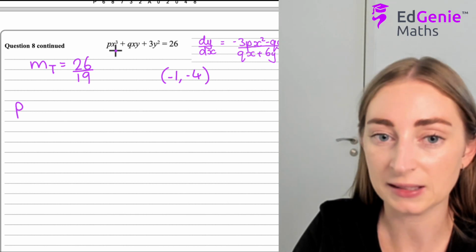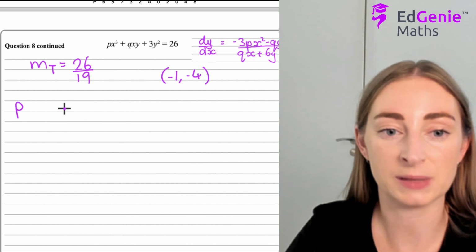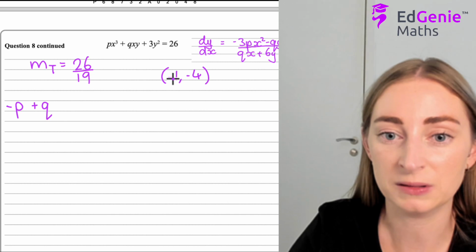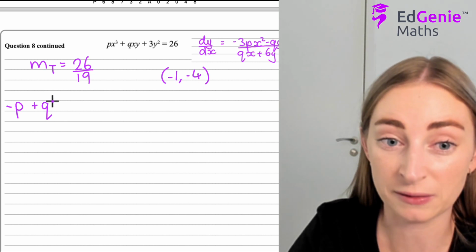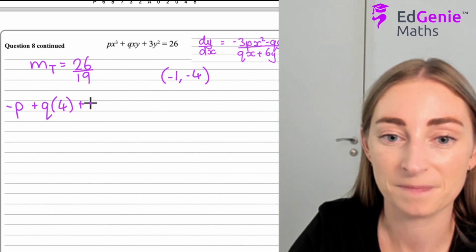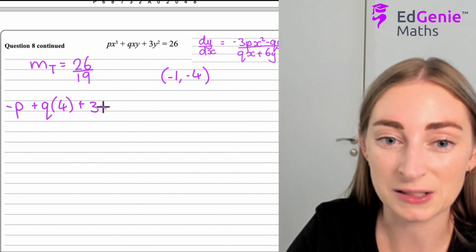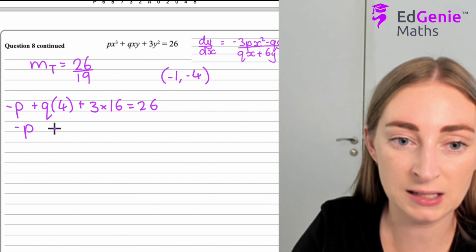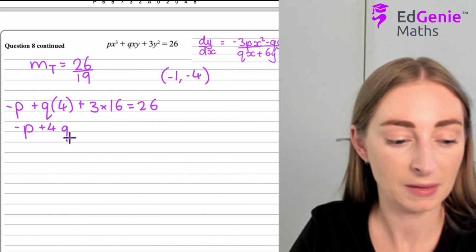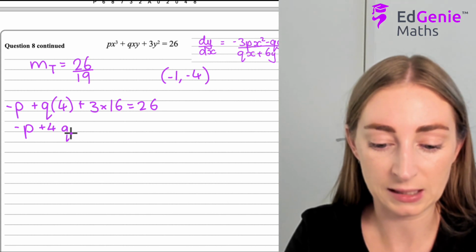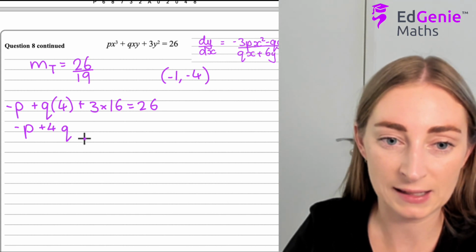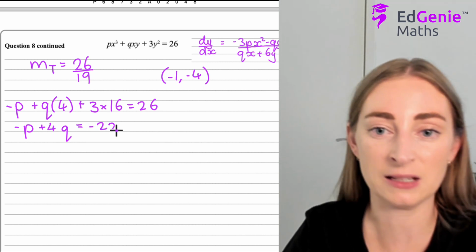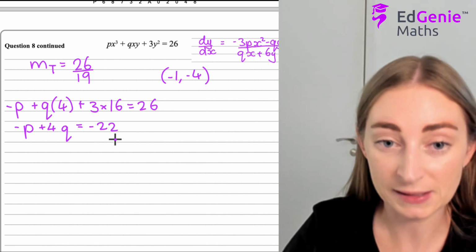-1 cubed is going to be negative, because you've got negative times negative times negative. x is going to be -1 times -4, so that's going to be +4. -4 squared is going to be +16. So let's just simplify this again. 3 times 16 is 48. So let's take away 48 from both sides of the equation, and we have this equals -22. So this is our first equation.